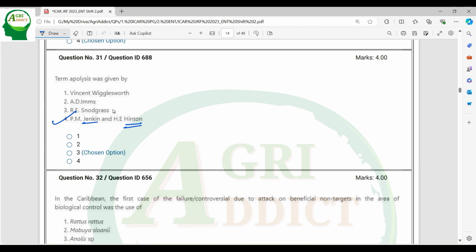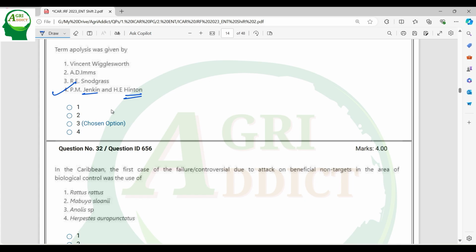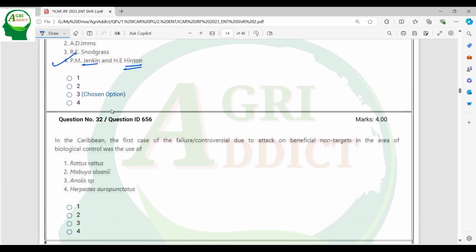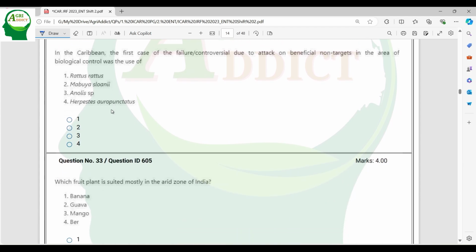And then R.E. Snodgrass. Snodgrass is an important character, he mainly works in insect morphology, and his book is very important for understanding insect morphology. So here Jenkins and Hinton is the correct answer, who gave the term apolysis for the first time. So it's a new type of question. You should know this question.